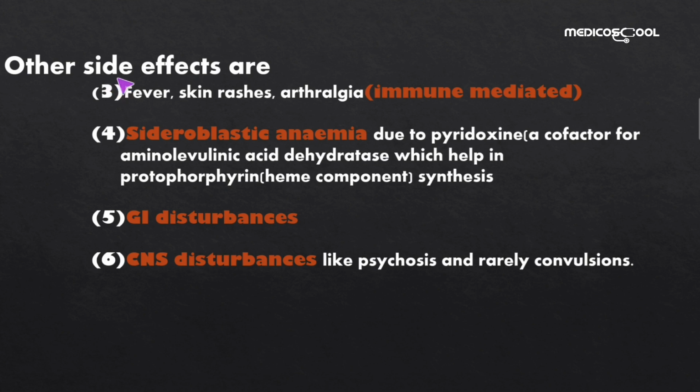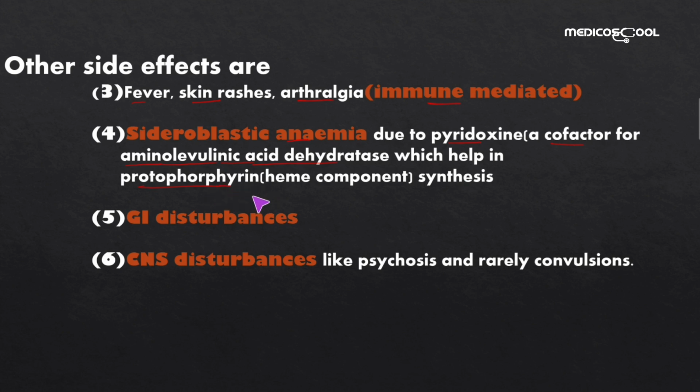The other side effects are immune mediated, like fever, skin rashes, arthralgia, and sideroblastic anemia, and this is due to pyridoxine deficiency. Pyridoxine is a cofactor for the enzyme which helps in protoporphyrin synthesis, and this enzyme is known as aminolevulinic acid dehydratase, which helps in one step of the protoporphyrin synthesis.